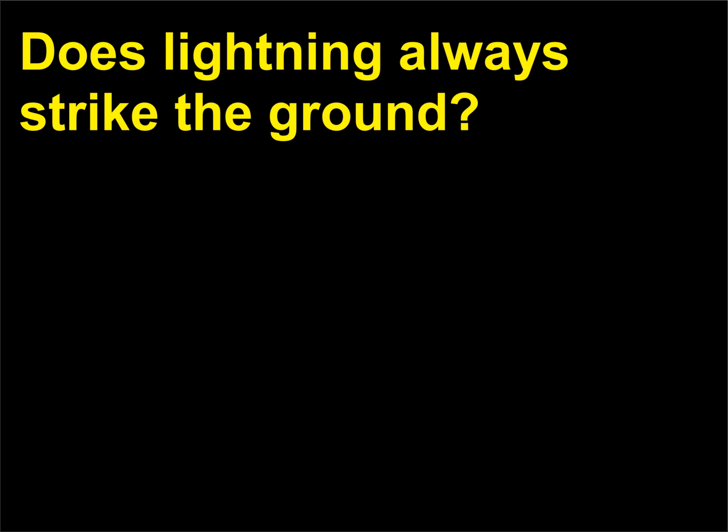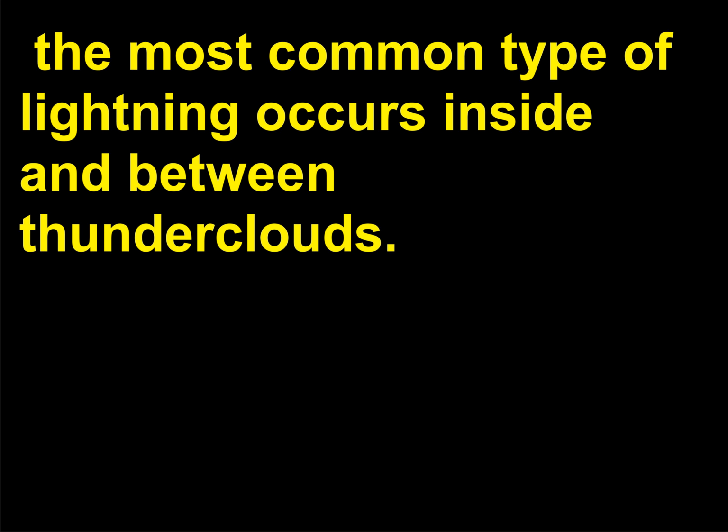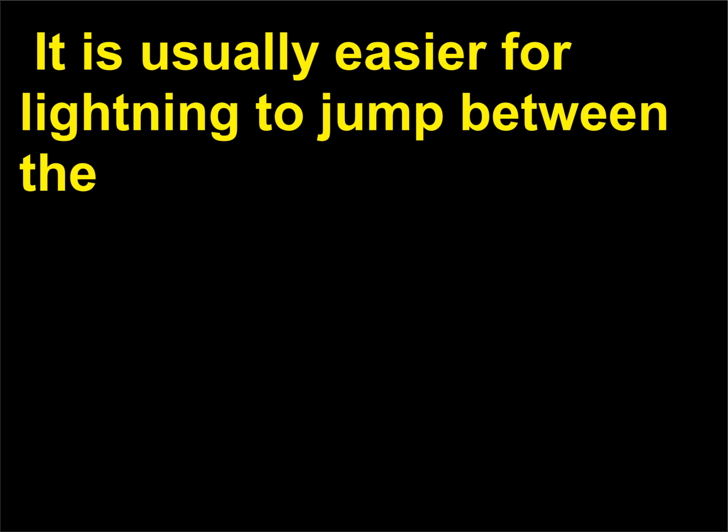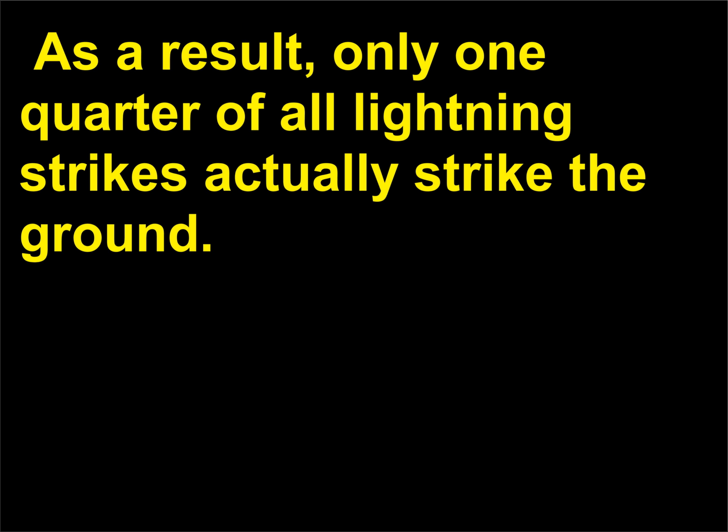Does lightning always strike the ground? Although most people think of lightning when it goes between Earth and clouds, the most common type of lightning occurs inside and between thunderclouds. It is usually easier for lightning to jump between the clouds than it is for it to jump from the clouds to Earth. As a result, only 1/4 of all lightning strikes actually strike the ground.